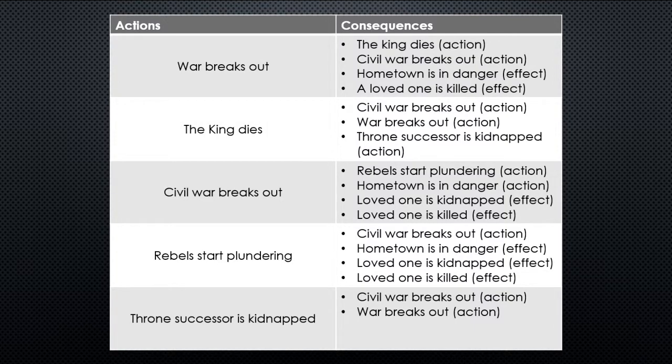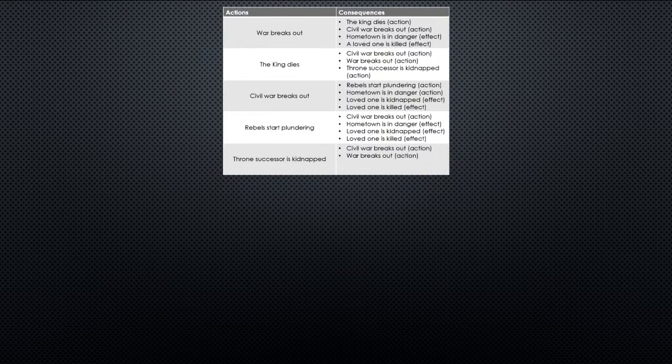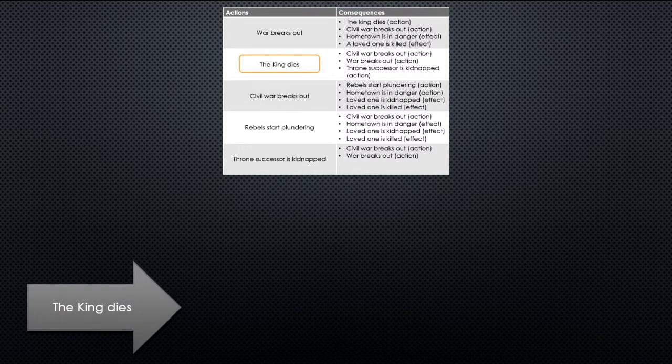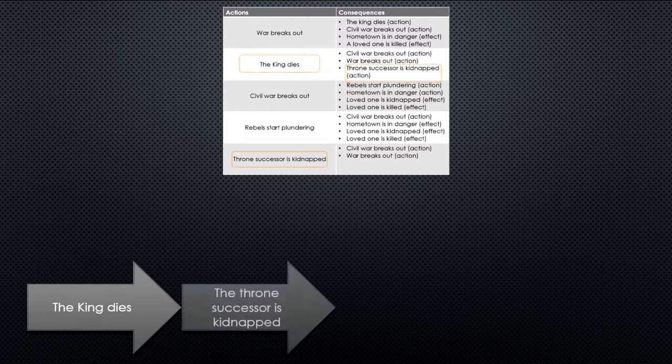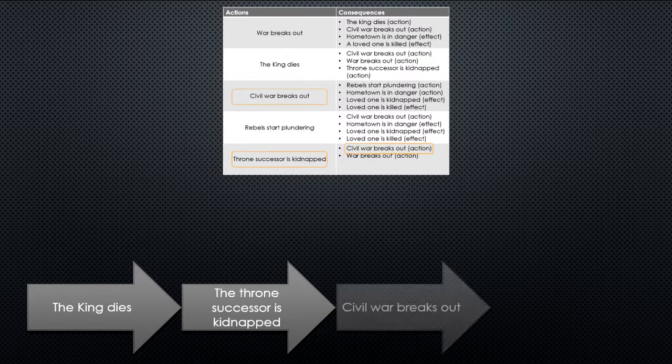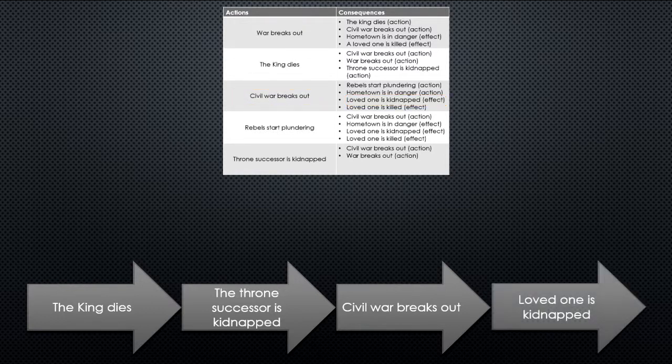The algorithm works by taking a random action as a starting point for the chain. For instance, the king dies. Then it takes a random consequence for that action. For instance, the throne successor is kidnapped. We add this event to the chain, and because it's an action, we pick a new consequence associated with that action. For instance, civil war breaks out. This is also an action, so we pick one more consequence. For instance, one of the hero's loved ones is kidnapped. This is an effect that would force the hero to leave the ordinary world.